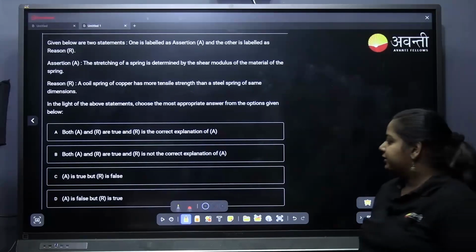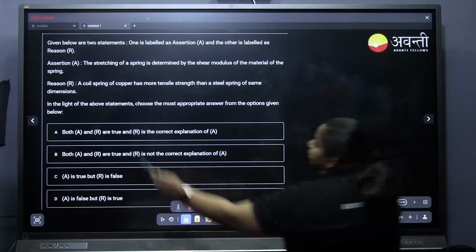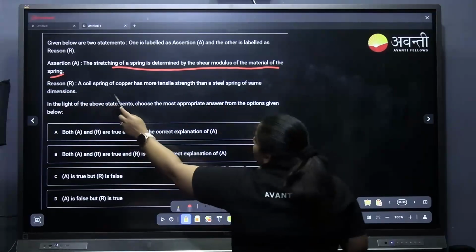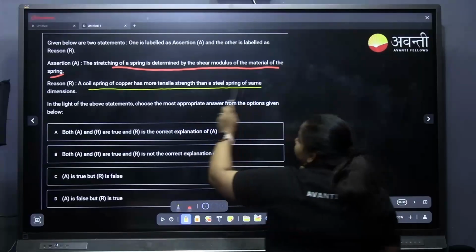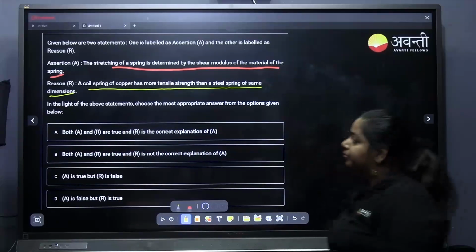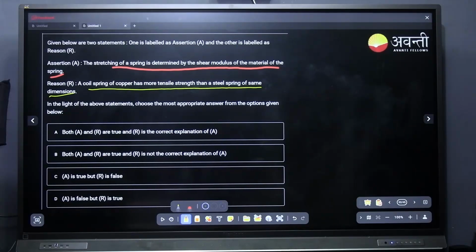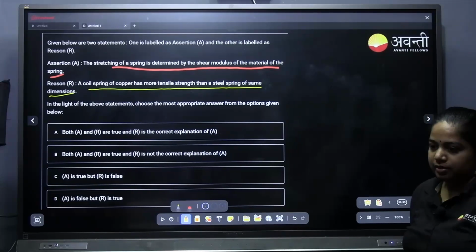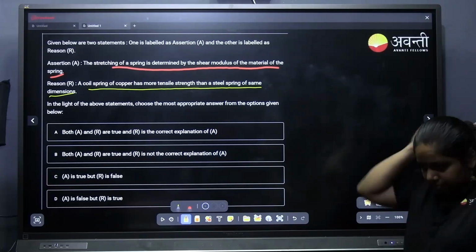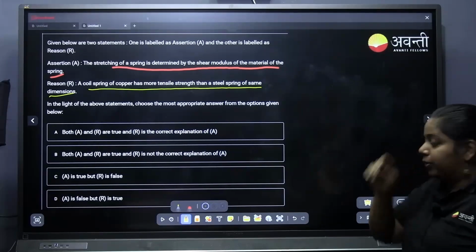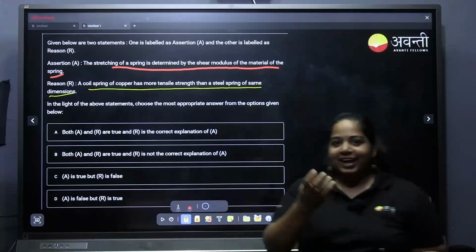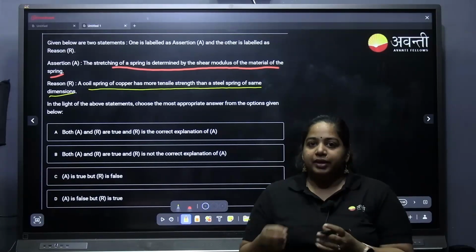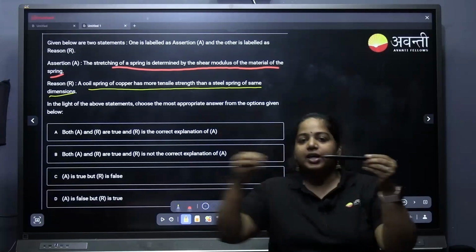Coming to the next assertion reason type question. The assertion is: stretching of a spring is determined by shear modulus of spring. The reason: a coil of copper spring has more tensile strength than steel. Can you tell me if A is true or false? No, actually A is true. Even though elongation is happening, the spring's shape is changing, right? Here longitudinal means it's a straight thing, we are elongating it.